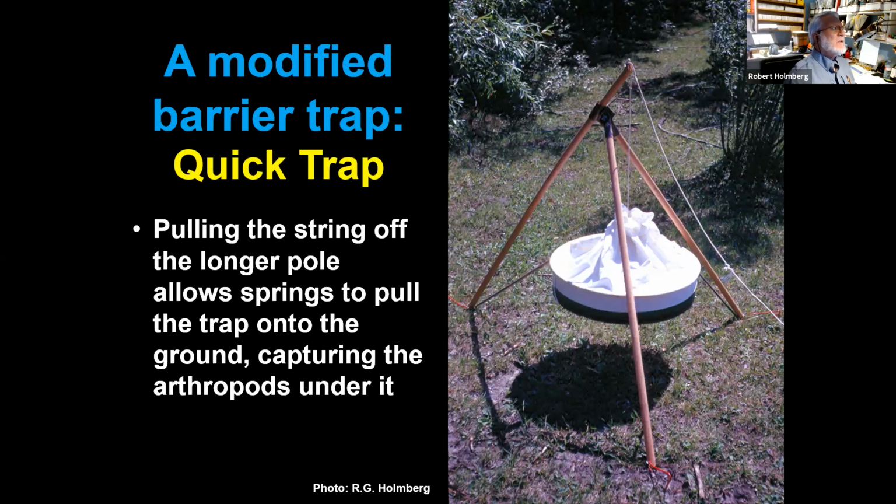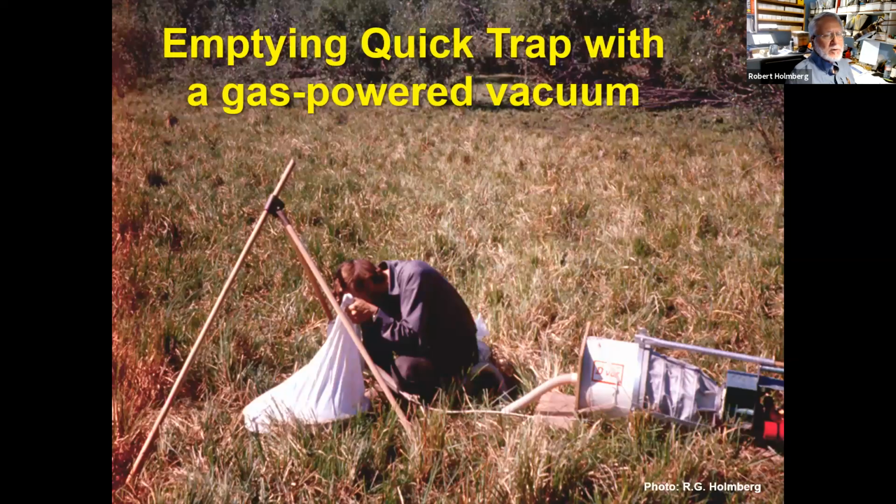Here's another sort of barrier trap. This is called a quick trap. This is made from a section of a steel barrel and covered up with canvas on the top, and it's supported on a tripod, and the tripod legs are attached with springs to the barrel. You pull the line, it releases it, and it quickly drops to the ground and collects whatever insects are underneath of it. And then you go with a portable vacuum cleaner and suck out insects or spiders or whatever you're interested in.